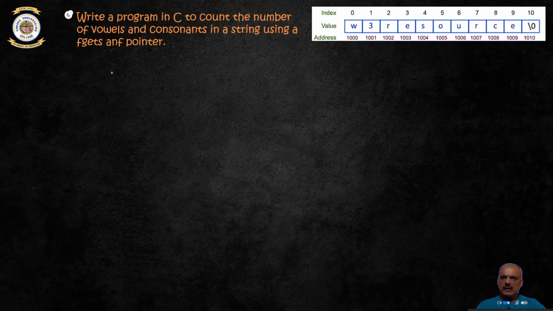The first program given out here is: write a C code to count the number of vowels and consonants in a given string. Okay, so the user basically needs to input a string, and based on the input given, the program should count the number of vowels and consonants present in the string. Okay, so that's the task given.